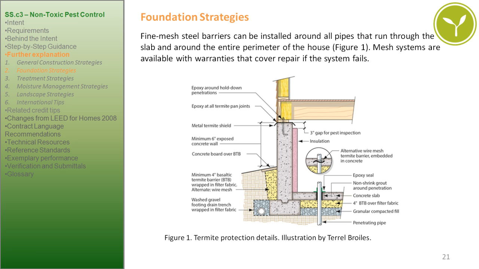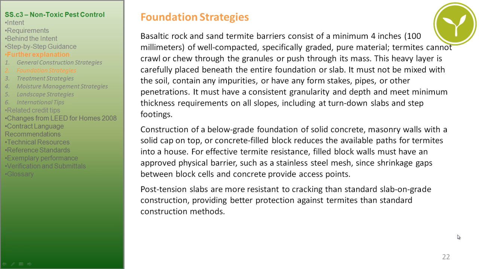See Figure 1. Mesh systems are available with warranties that cover repair if the system fails. Figure 1. Termite protection details. Illustration by Terrell Broyles. Basaltic rock and sand termite barriers consist of a minimum 4 inches or 100 millimeters of well-compacted, specifically graded pure material. Termites cannot crawl or chew through the granules or push through its mass.